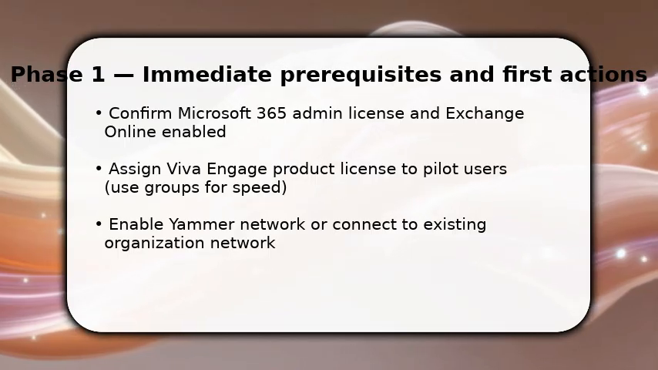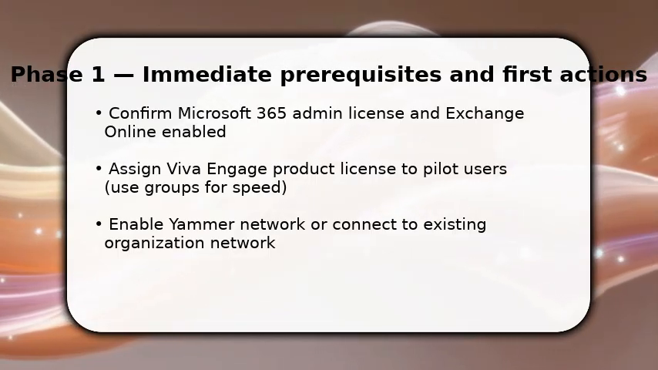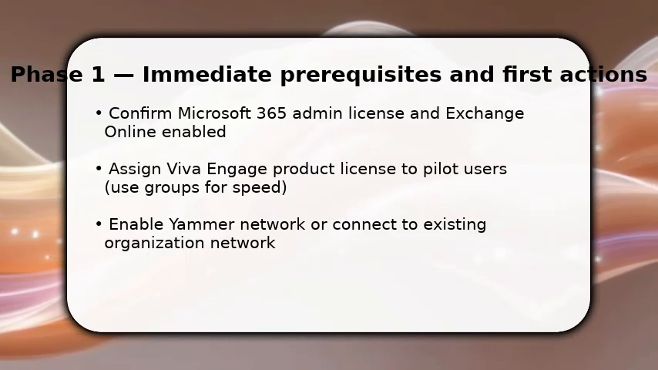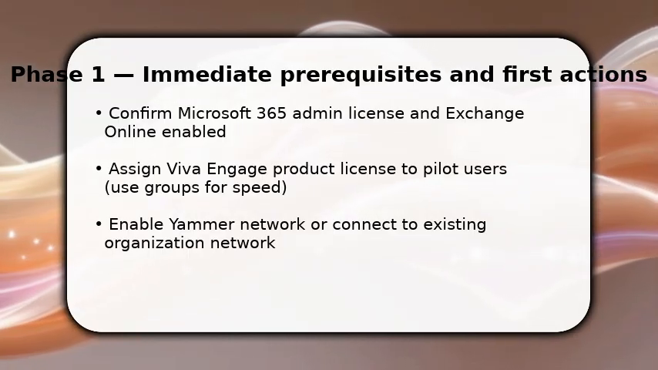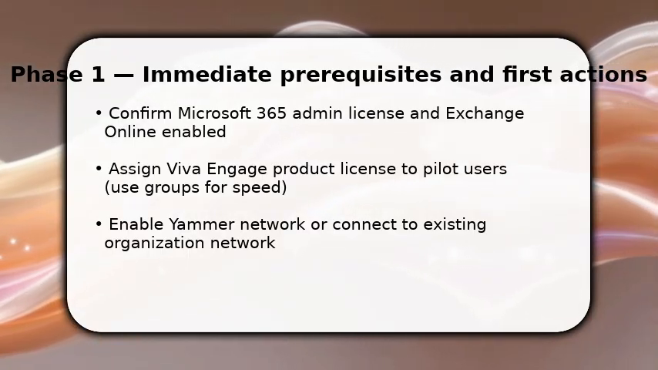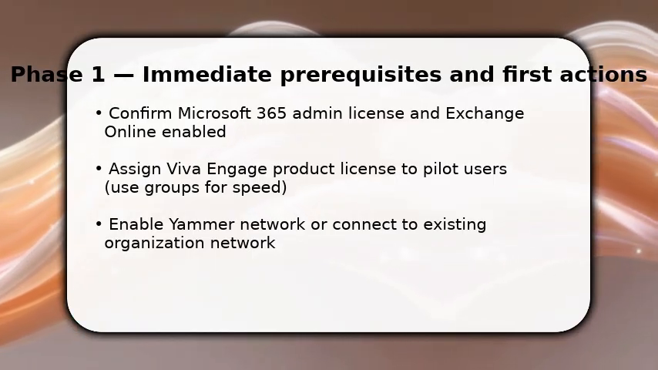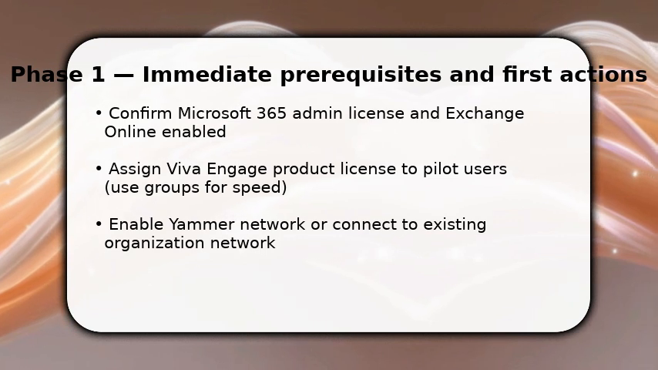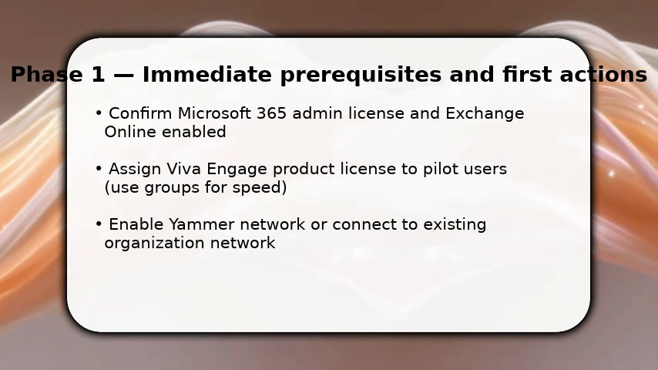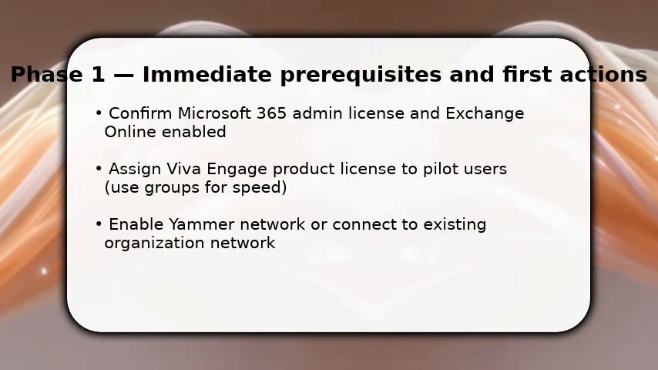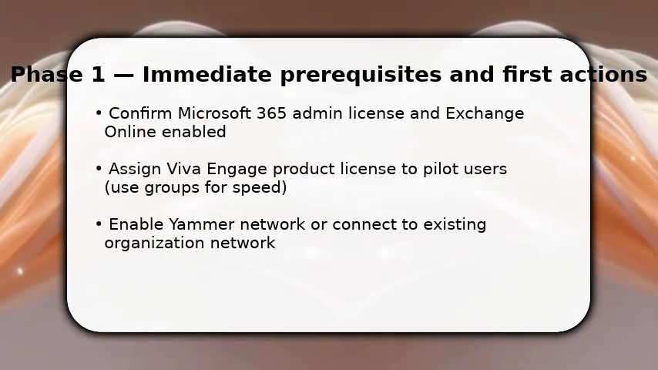Next, assign Viva Engage licenses to a small pilot group. Use Azure AD groups to speed policy rollouts. Once done, navigate to Microsoft 365 Admin Center to verify service health and license assignment. This reduces surprises later. Finally, open the Viva Engage app from the App Launcher to confirm visibility for assigned users.